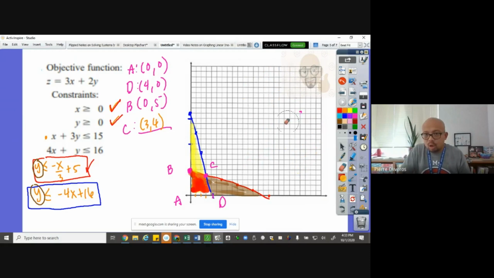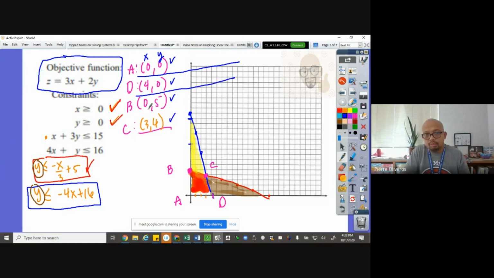So therefore, we have our vertices A, D, B, and C. What are we going to do to find the maximum? We're going to apply them to our objective function. These are the x's, these are the y's. So using 3x plus 2y, starting with letter A, I'm going to make a table. So I'm going to plug that into the 3x plus 2y.